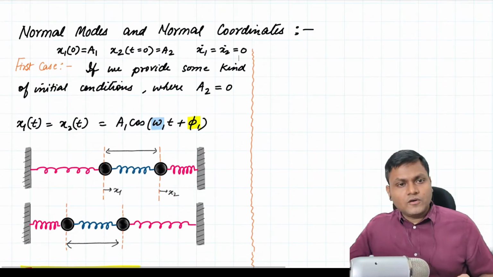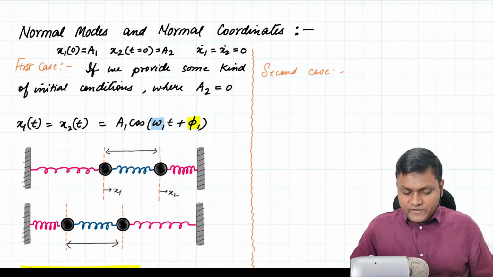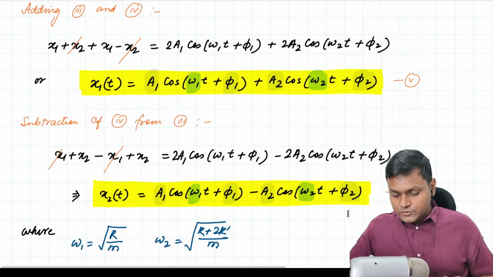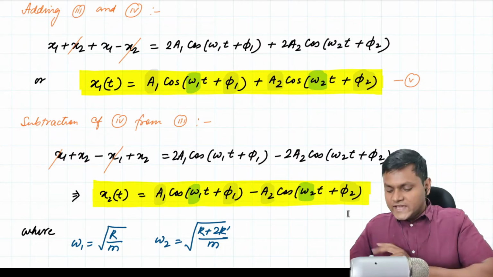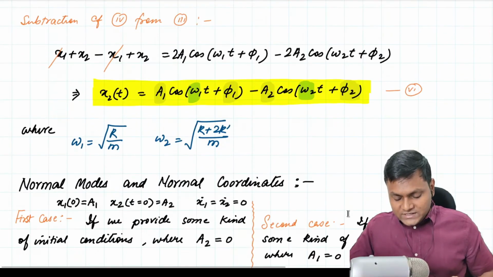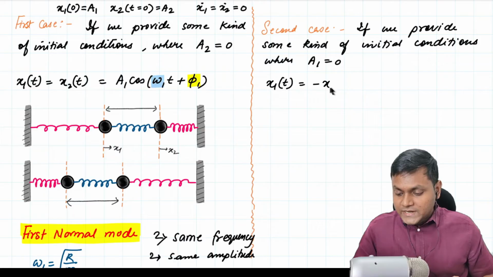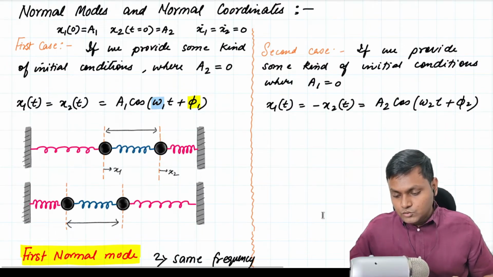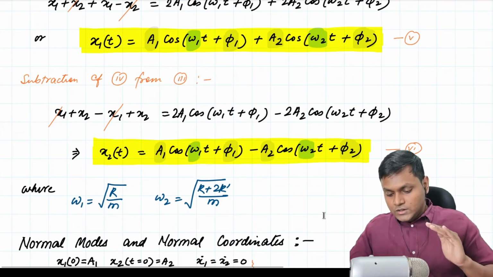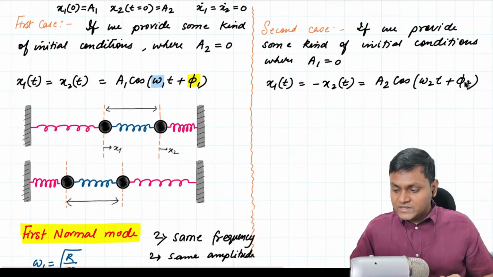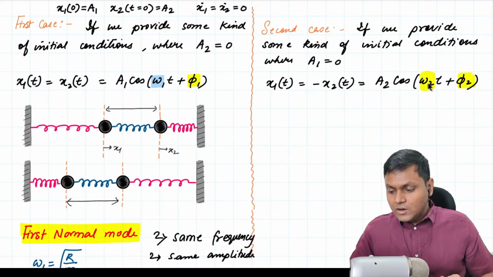Now, the other kind of configuration is also possible. If we can give some kind of initial condition where A1 comes out to be 0, in that case you can see from the general solution that only the second two terms are left. The second term is just A2 cos(omega 2 t plus phi 2). So x1(t) is basically equal to minus x2(t), which is nothing but A2 cos(omega 2 t plus phi 2). Here there is a constant phase difference phi 2 and a constant frequency of omega 2.